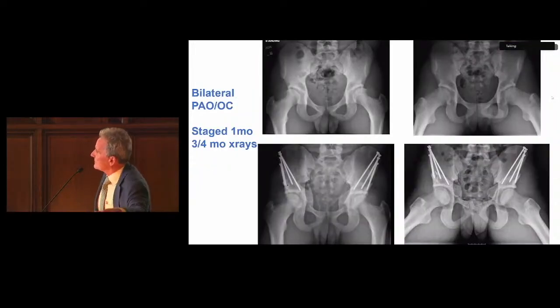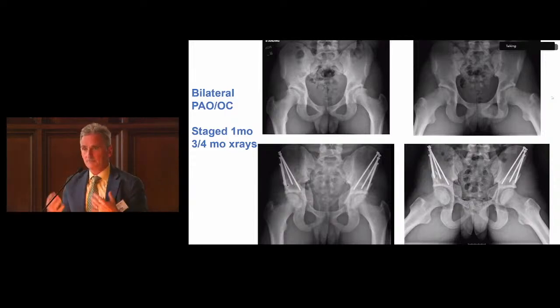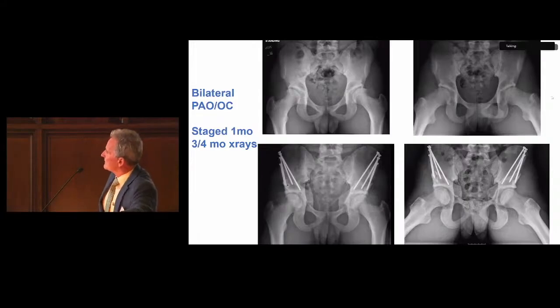So here he is at 3 months. In the high-level athlete, I'll stage him by a month, just because they want to get back, and we can do that. So I'll stage him a month apart. He had bilateral PAOs, bilateral head-neck osteochondroplasty through the arthrotomy, and did not scope these hips. So happy with the corrections. I tried to purposely cover him a little less in front because of his being prone to impingement. But happy with the corrections and the healing, so we'll see how he does.